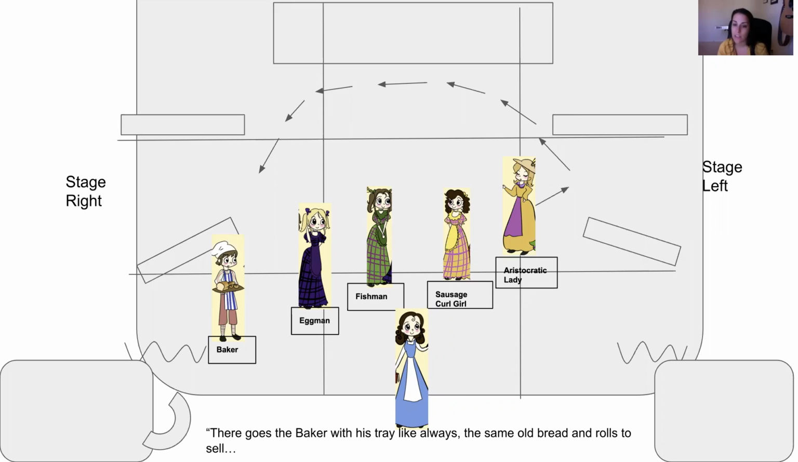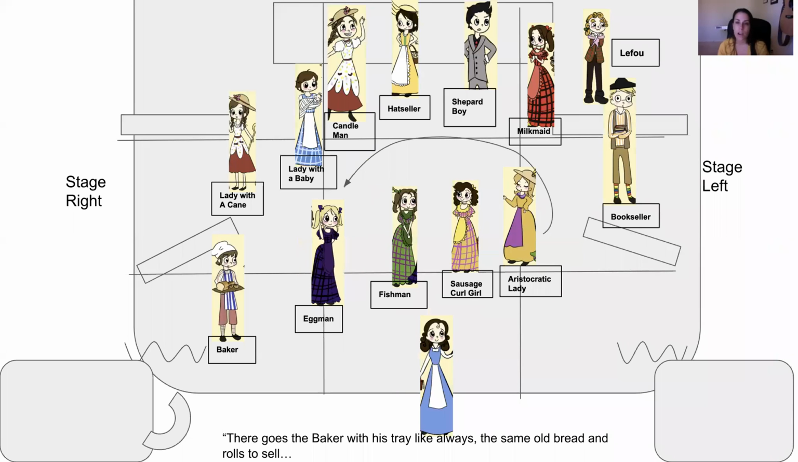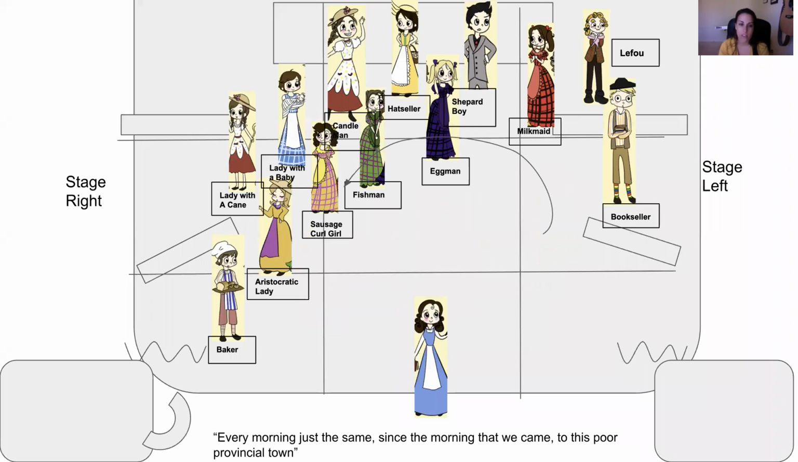So Kennedy, that's you. You are gonna lead your line. So Kennedy's number 1, sausage curl girl's number 2, fishman is 3, eggman is 4. It's only 4 ladies, and you'll be walking in this direction, and this is where everyone else comes. There goes the baker with this. Now I'm getting in my spot. All right, so you already wrote down the spot. And your cue is there goes the baker. And girls are walking in the line, the 4 girls, and they're gonna end up in these positions.